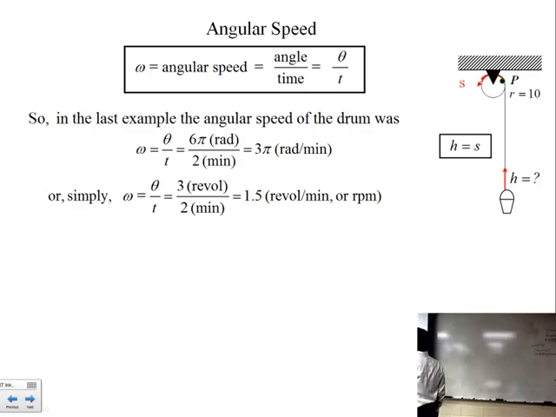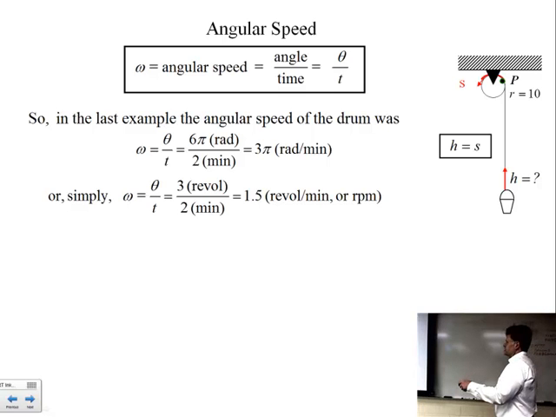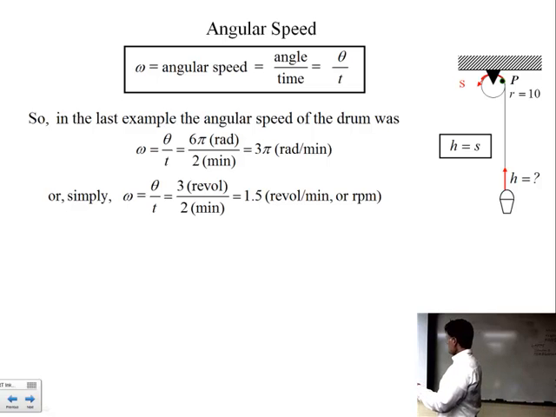So it's going to be theta, the total angle it sweeps out, divided by the time it takes to do it. That's called the angular speed or angular velocity of a point moving around, rotating around a center, or some rotation, and we usually denote it by the lowercase letter omega, the Greek lowercase omega. So, in the last example, the angular speed of the drum was 6 pi radians every 2 minutes. So 3 revolutions every 2 minutes. So that's 3 pi radians per minute.